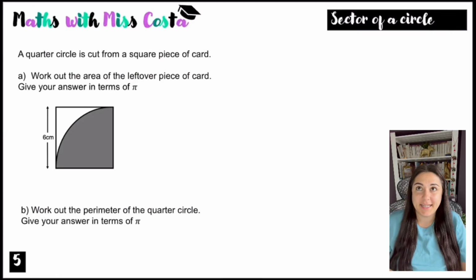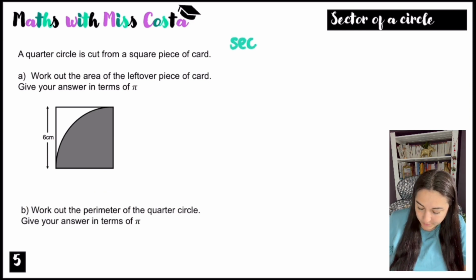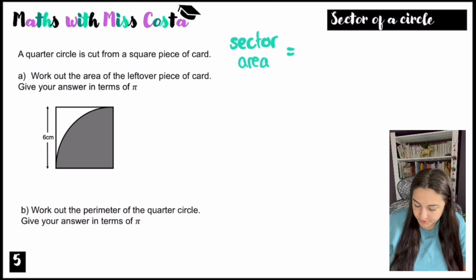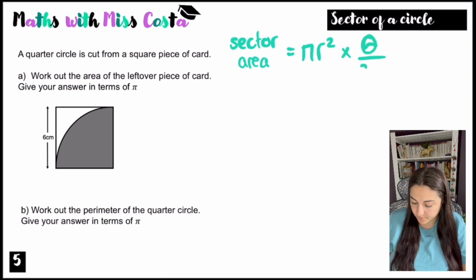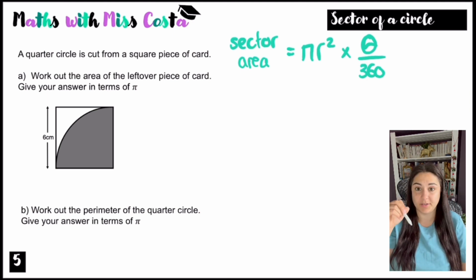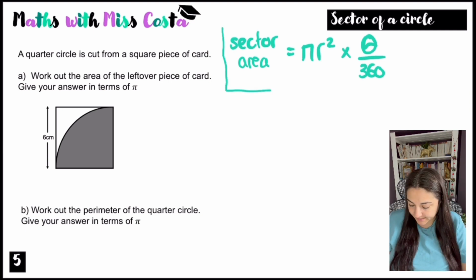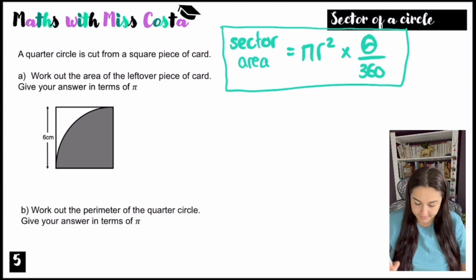Okay, so this question is about a sector of a circle. Now, I'm just quickly going to write the formula for the sector of a circle down because this one we don't necessarily need it. But to work out the sector area, we would just do the area of a circle, which is pi r squared, times by the fraction of the circle. So if the angle of the sector was 60 degrees, I'd write it as 60 over 360. That's just a little thing that you should remember in case it's not a simple quarter circle.